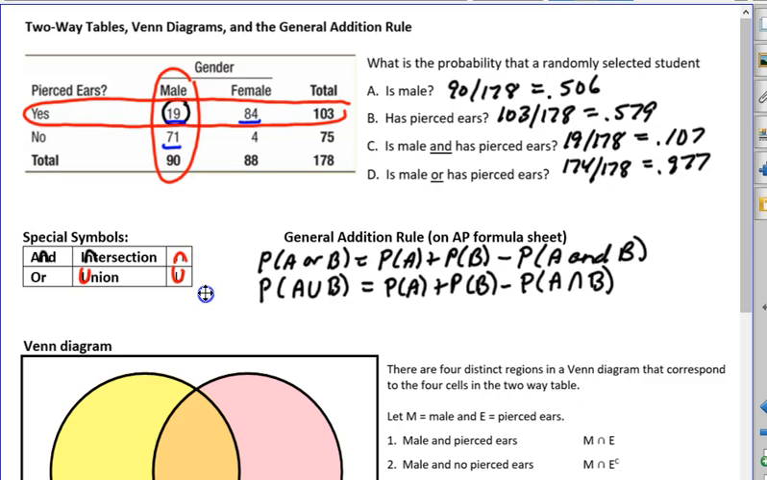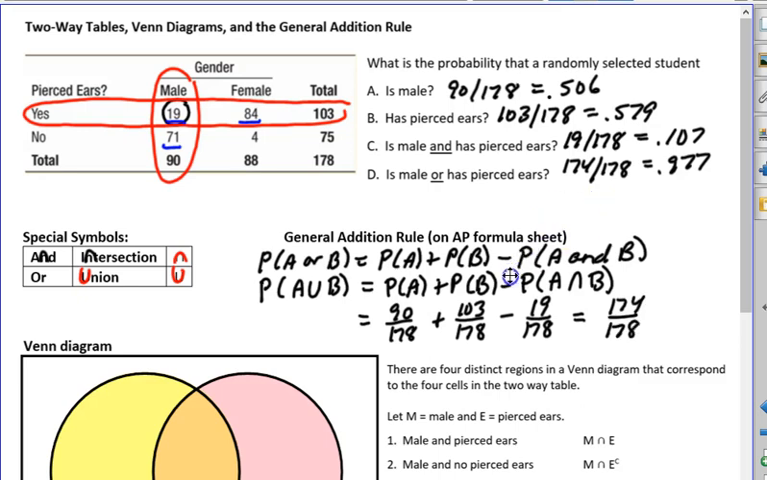Now if we applied this rule to what we did here, probability of male, let's just have that be A, that would be 90 out of 178. Probability has pierced ears, let that be B, would be 103 out of 178. Obviously adding those together is more than 178. So we have to subtract out the group that is both male and pierced ears, minus 19 out of 178, because they have been counted twice, and then we get the 174 out of 178.